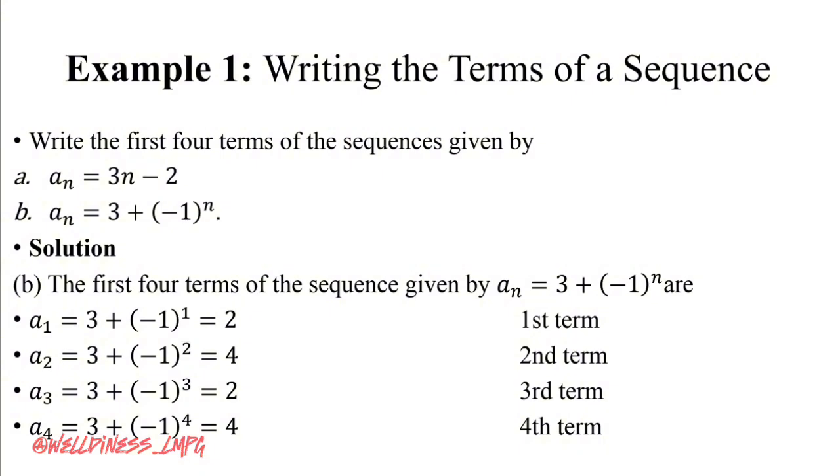For the second one, the first four terms of the sequence are given by an is equal to 3 plus minus 1 raised to the power n. Since you are looking for the first four terms, all you have to do is just substitute 1, 2, 3, and 4 into n, and you are going to arrive at your respective answers, which in this case is 2, 4, 2, and 4.